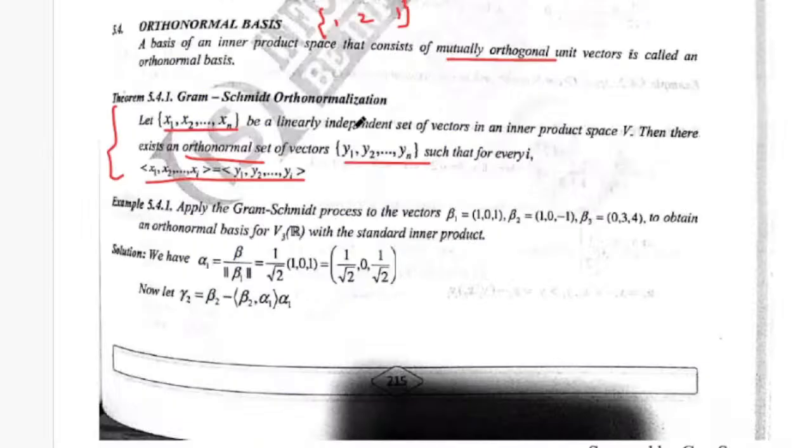Here we are applying the same process for these three vectors, that is beta 1, beta 2, beta 3. Here we have taken eigenvectors. Here they have given beta 1, beta 2, and beta 3. They are asking us to apply the Gram-Schmidt process to find the orthonormal basis. We have to find the orthonormal basis with the standard inner product.